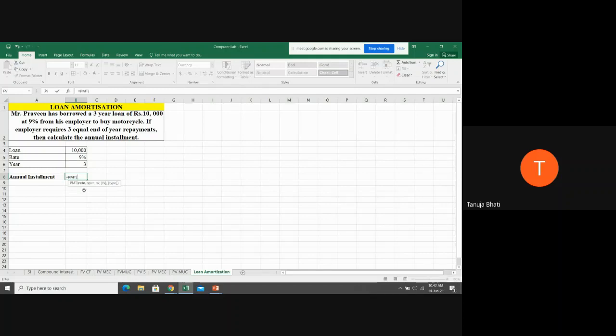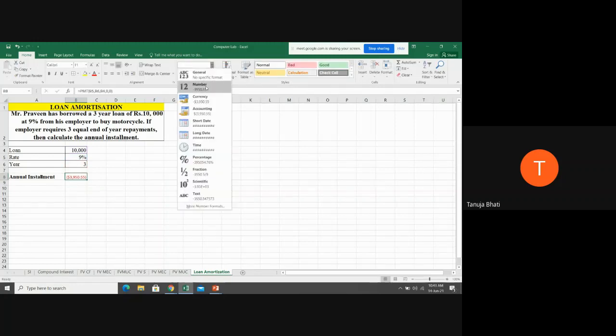Now, what is this PMT asking me? It is asking me rate. What is the rate? I'll write it as 9%, comma. What is the period? Period is 3, so I will write B6. Now, what is the present value? Present value is 10,000, comma. Future value is not given, so I will write 0, comma. I'm going to write again 0. Enter. I've got it in dollars, so I go here and change it into number.